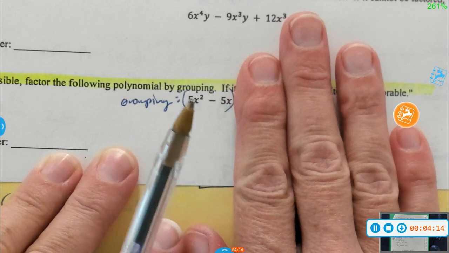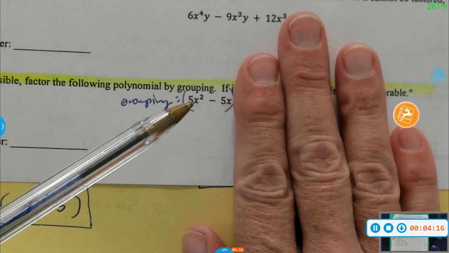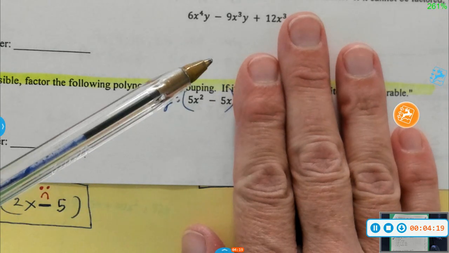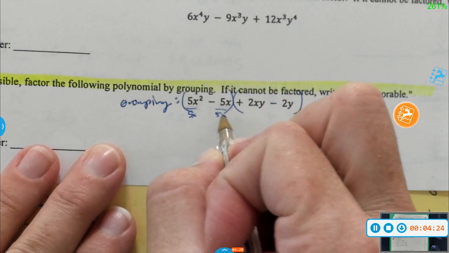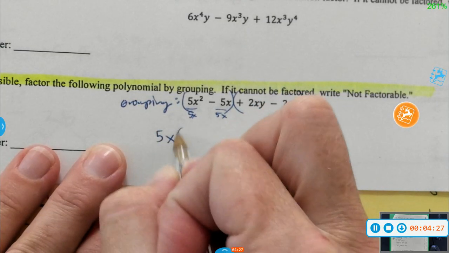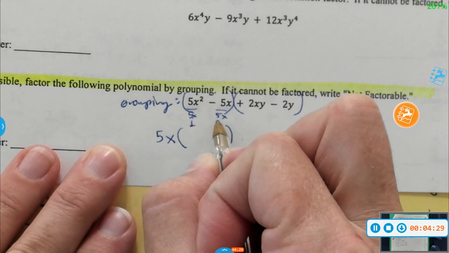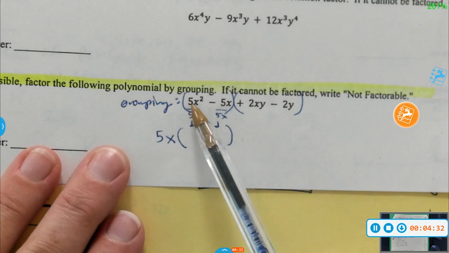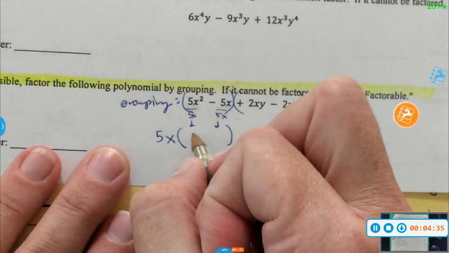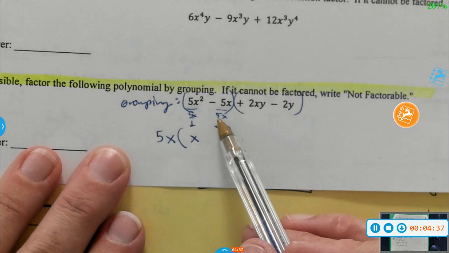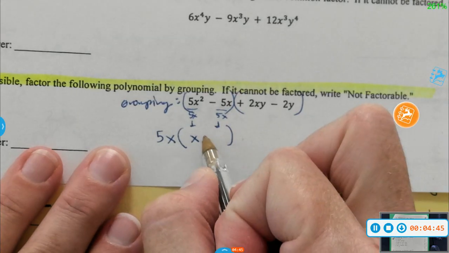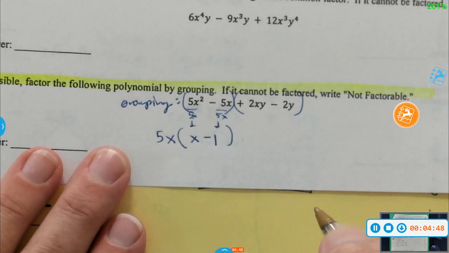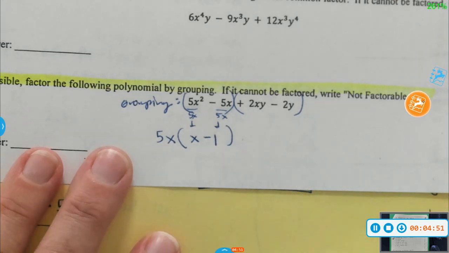So the first set of parentheses, my GCF of 5x squared and 5x is 5x. So I'm going to take out a 5x here, take out a 5x there. I'm going to put it outside of parentheses, and then I'm going to bring my leftovers down. So 5x squared divided by 5x leaves me with an x. 5x divided by 5x is 1. Anything divided by itself is 1. It's not 0. So this is going to be subtract 1.